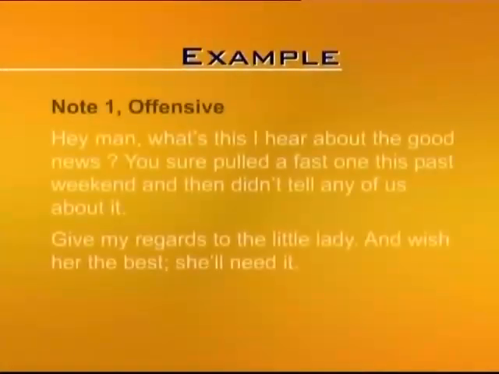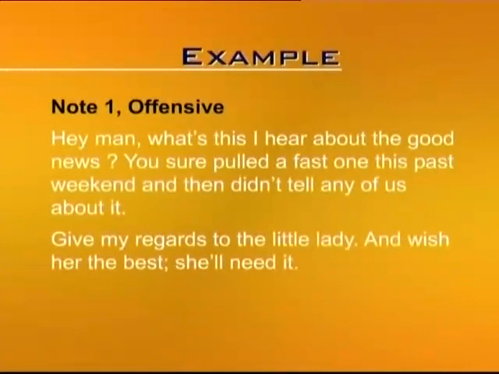Note 1 is offensive. "Hey man, what's this I hear about the good news? You sure pulled a fast one this past weekend and then didn't tell any of us about it. Give my regards to the little lady and wish her the best. She'll need it." Now this note is probably written from somebody who's very familiar with the other person, but it is still very, very abrupt. The person who's written it has been trying to be humorous, but it doesn't come across that way. It comes across as very abrupt and in fact in an irritating way as well.